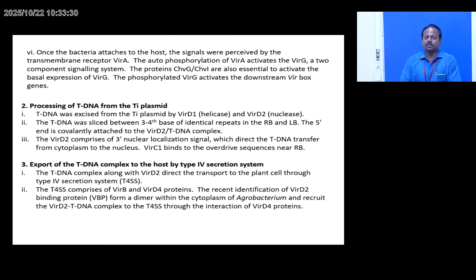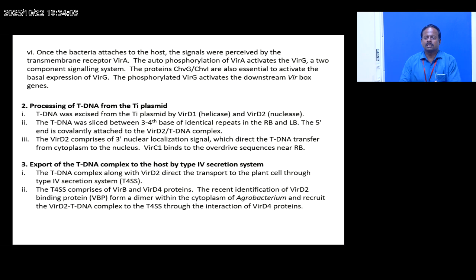In the second step, the T-DNA is processed from the Ti plasmid. Agrobacterium has a Ti plasmid that contains the ori, marker and T-DNA. The T-DNA is flanked by a right border and a left border. The T-DNA is excised from the Ti plasmid by VirD1, which has helicase activity, and VirD2, which has single-stranded nuclease activity.